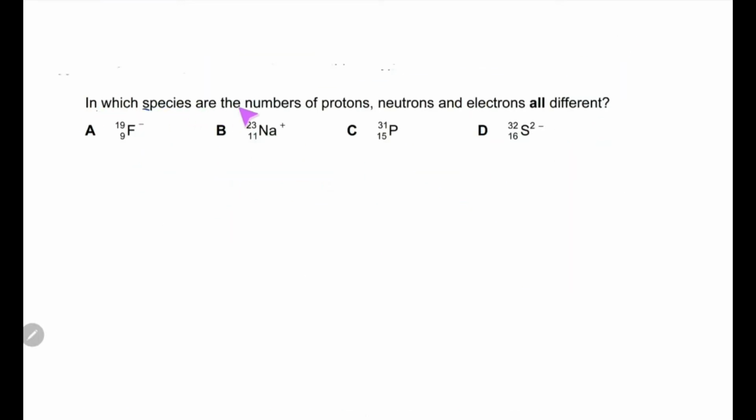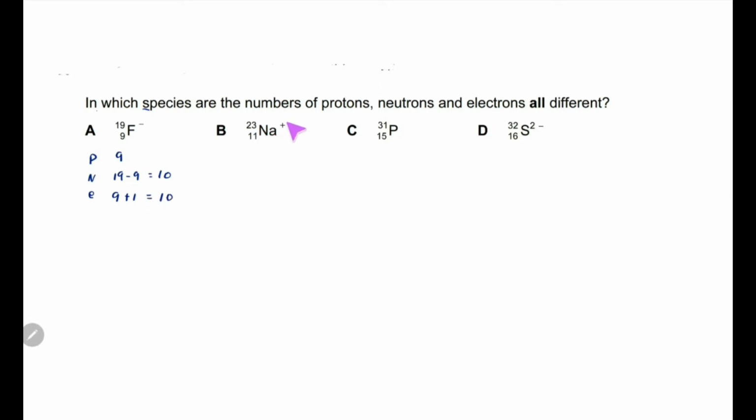In which species are the numbers of protons, neutrons, and electrons all different? Let's see. The first one: the mass number is written as a superscript, and the subscript, which is 9, is the atomic number. The atomic number gives our protons. Next, we will count N for neutrons and E for electrons. The 9 shows 9 protons are here, and the mass number is 19, so 19 minus 9 becomes 10 neutrons. And for electrons, 1 electron is gained by fluorine, so a total of 10 electrons: 9 its own plus 1 gained.